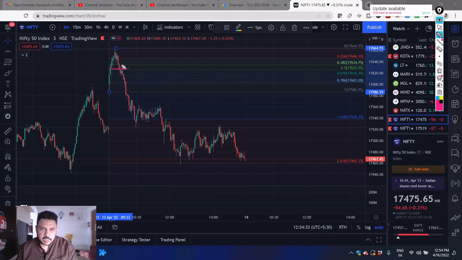Say this is a red candle. It should make a green candle above this red candle, and that will be a good entry point for you to go long and put the stop loss below. So in this case, it has actually not taken the high of this candle. It has started falling further. So immediately after it crosses a 61.8% mark, you should be thinking of only shorting the market or buying a put.